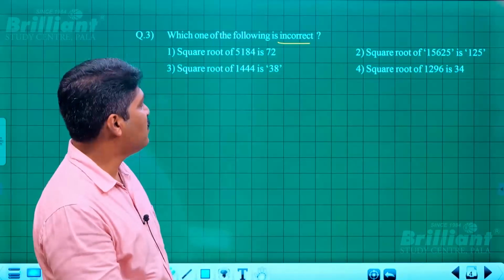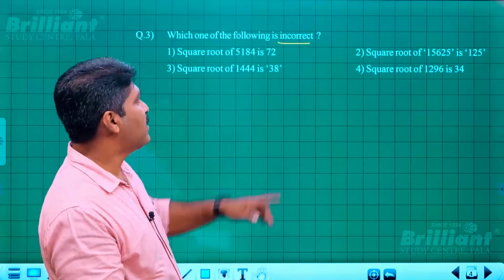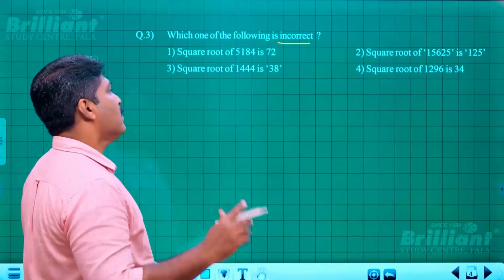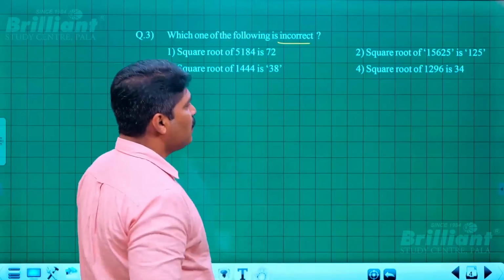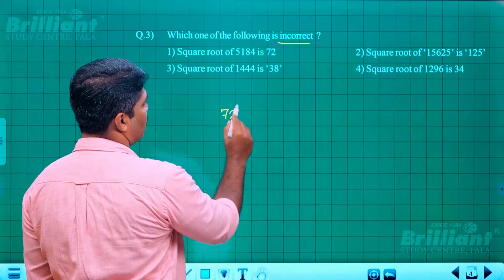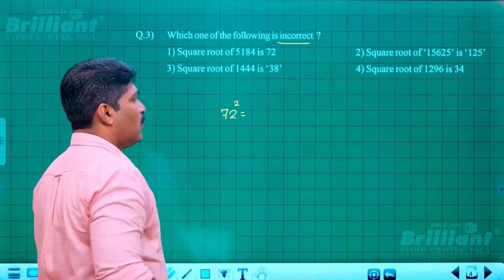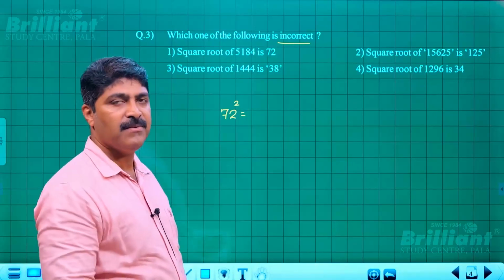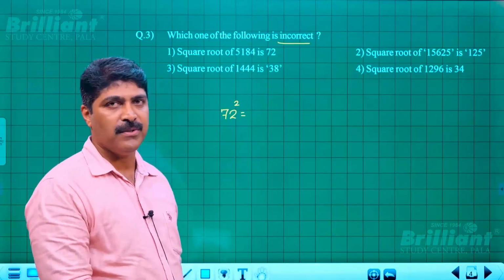What is our first type of approach? You have to consider the square of each number, and like that you reach the conclusion. So how do we do the operations? I am considering it in the direct way. That is, what is 72 square? How to find 72 square? That's very simple, normal multiplication, 72 into 72. Like that, you have to do the operation.